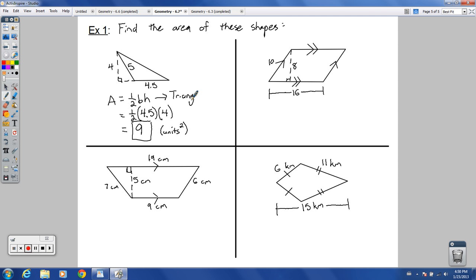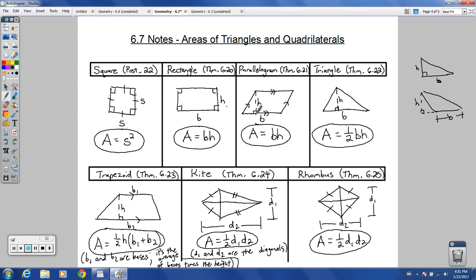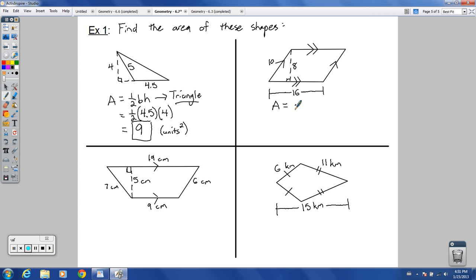So first you're basically determining what kind of shape it is, and then you can plug in the numbers into the formula. You can use the formula to plug in those numbers. What kind of shape is this? This one is a parallelogram. So the formula for that, go back here if you forgot, parallelograms, that's base times height. So we're going to use BH because it's a parallelogram.